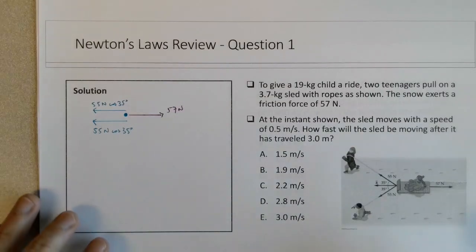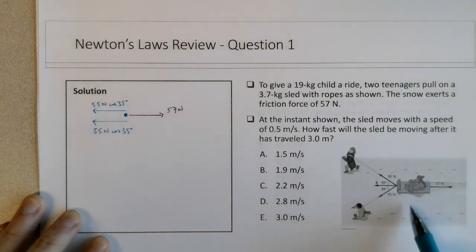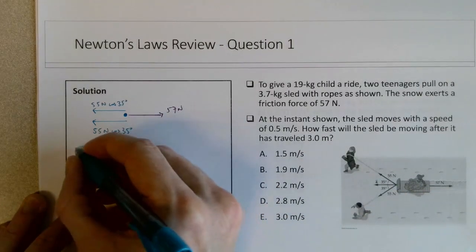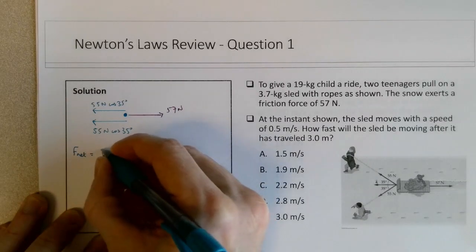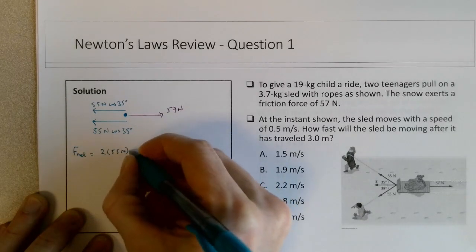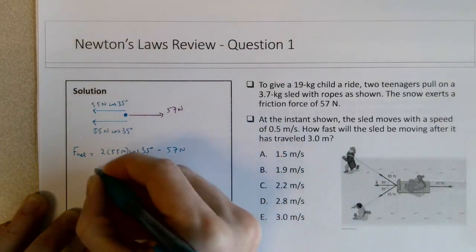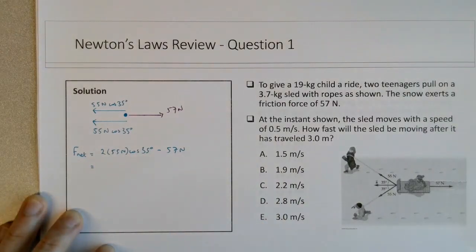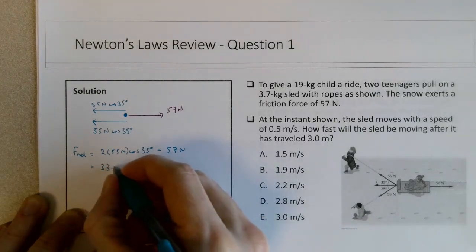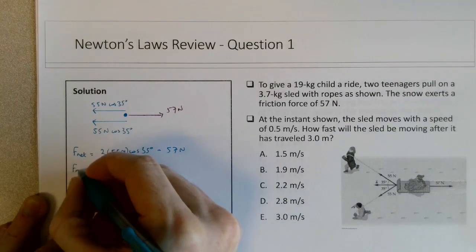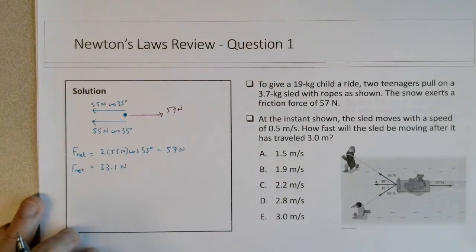I'm going to assume then that the vertical forces on the child are summed here. The normal force by the snow is cancelled and balanced by the weight force of both the child and the sled. So the F net in this case would be 2 times 55 newtons times the cosine of 35 degrees minus the 57 newtons by the friction. And this works out to be 33.1 newtons. So that's going to be in the negative x direction.